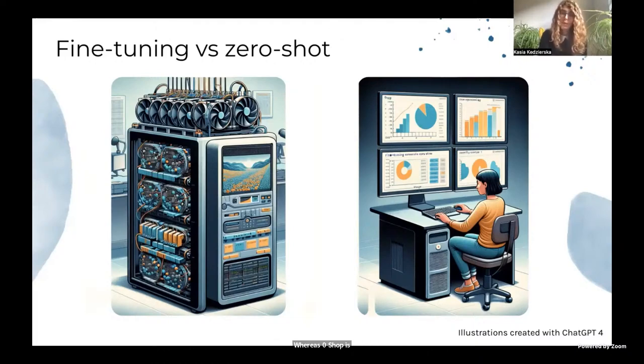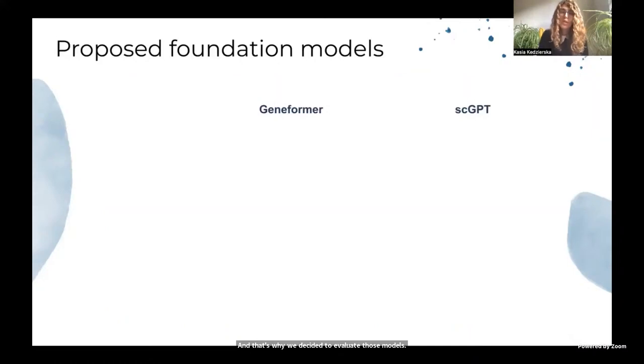Additionally, if we assume that the models learn the biological patterns during their pre-training, those should be accessible in a zero-shot setting. And that's why we decided to evaluate those models in zero-shot scenarios. We evaluated 2 models, Geneformer and scGPT. Though they both draw inspiration from the foundation models in natural language processing, they have some differences.